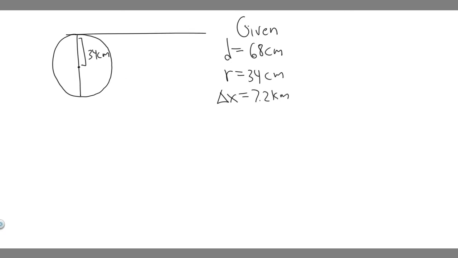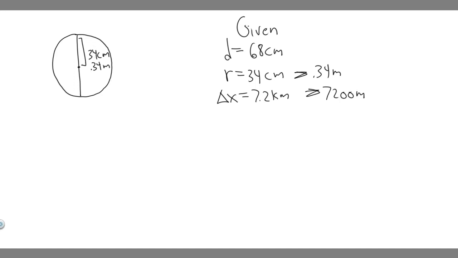So this thing is going to travel 7.2 kilometers. But what we're going to want to do is convert these units into the same, right? Because we don't want to work with 2 different types of units. So we want both of them to be meters. So 7.2 km is just 7,200 meters, right? Because there's 1,000 meters in 1 kilometer. So just multiply by 1,000. And then 34 centimeters is going to be 0.34 meters because there's 100 centimeters per meter.